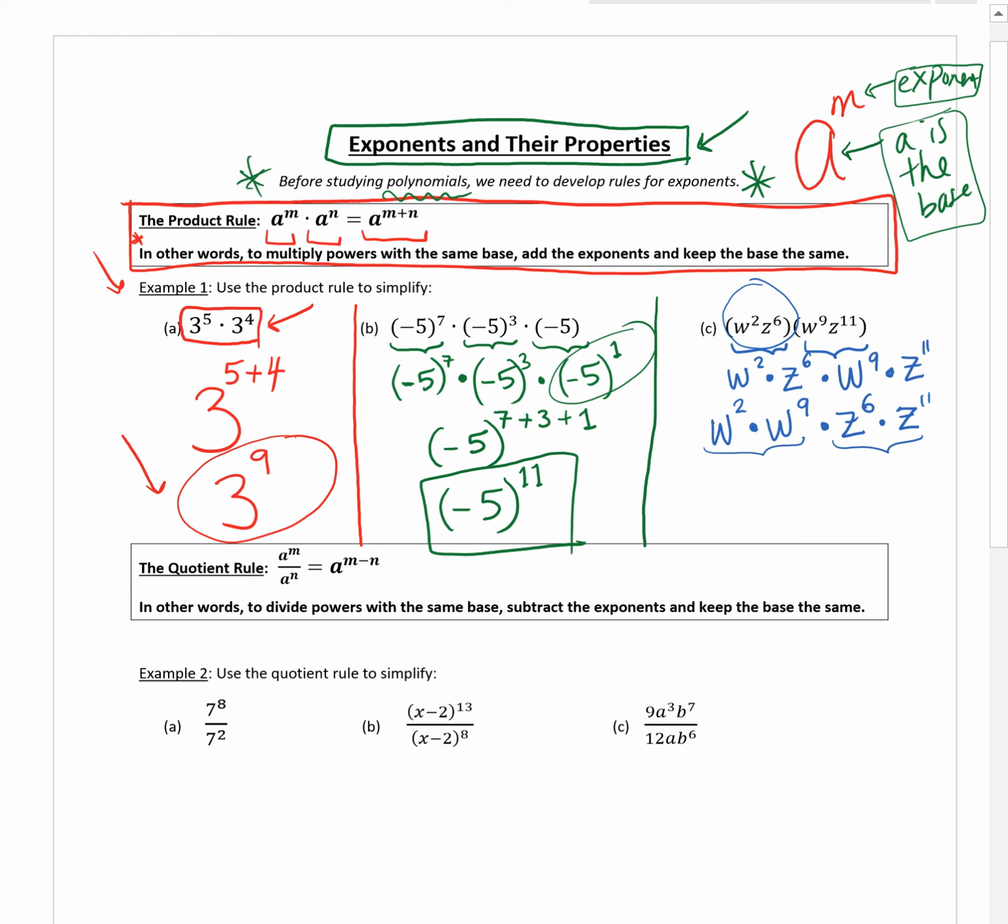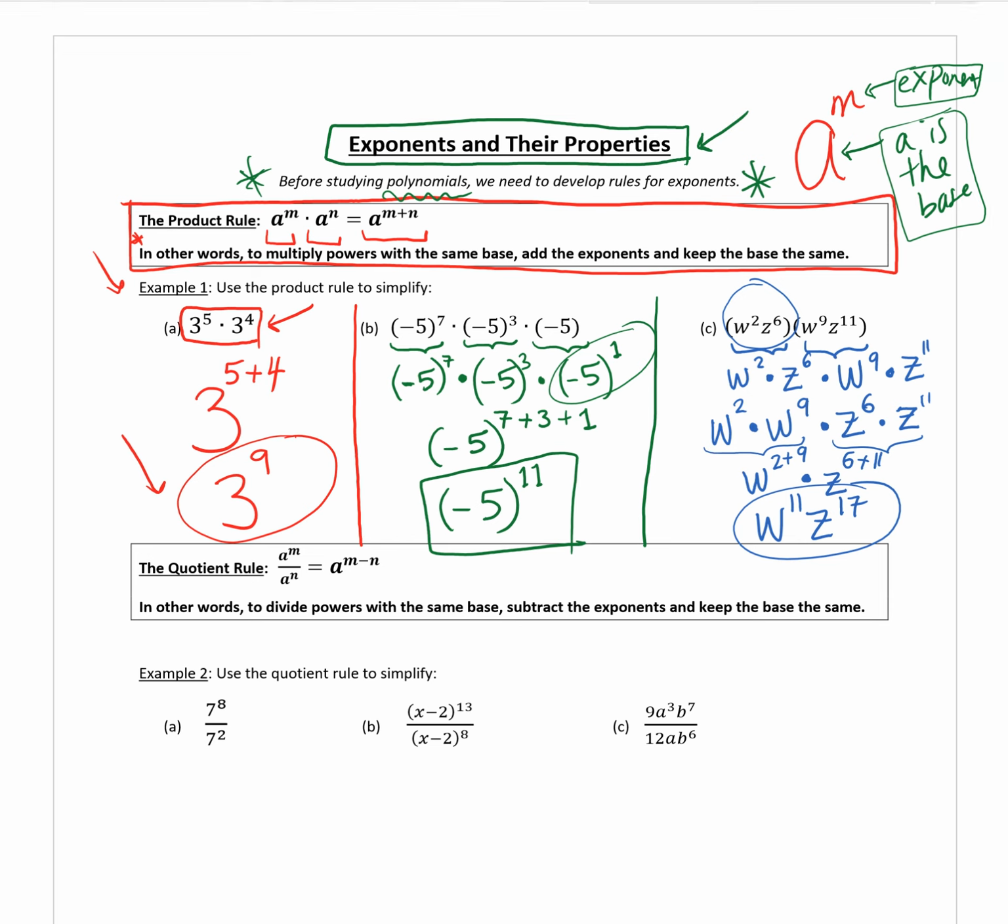So now that I've arranged them like this, I'm going to take this and write it as w by adding their powers. It's 2 plus 9. You could do that in your head. Don't feel like you have to write that out. You could just say, oh, 2 plus 9 is 11, and write 11. And then the same thing with the z. I'm adding the powers 6 and 11, and you could just add those in your head again. That's w to the 11th power, and z to the 6 plus 11 is 17. So that'd be your final answer there.